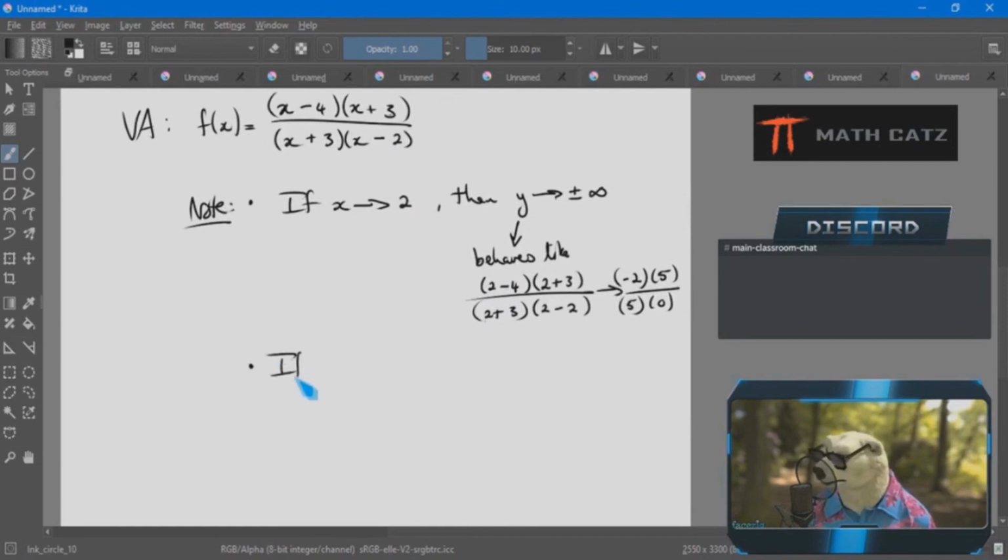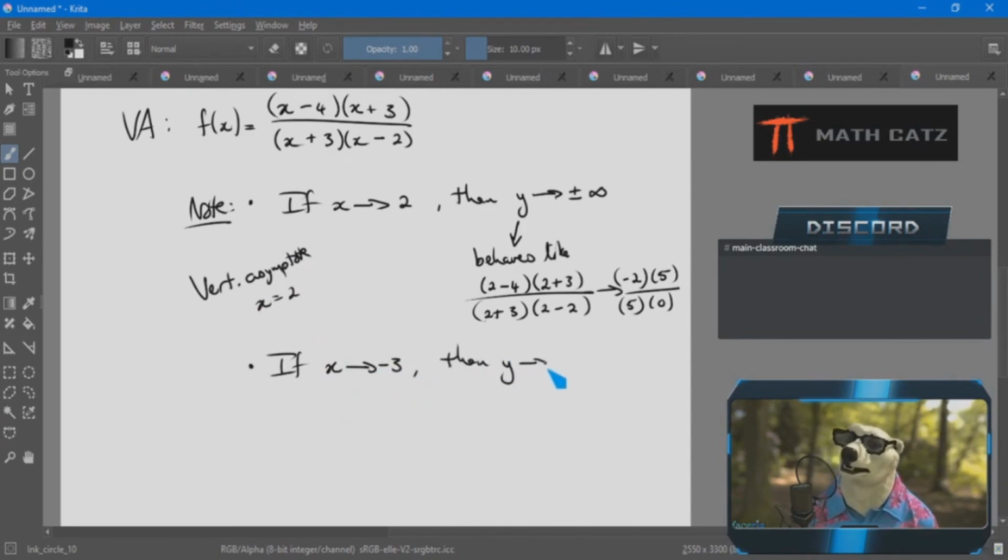But now, if I look, okay, so vertical asymptote, certainly x equal to 2. If I look at what happens at x approaching negative 3, then I'm just going to actually leave this open as a question because it leads directly into our next topic. What is y going to do?